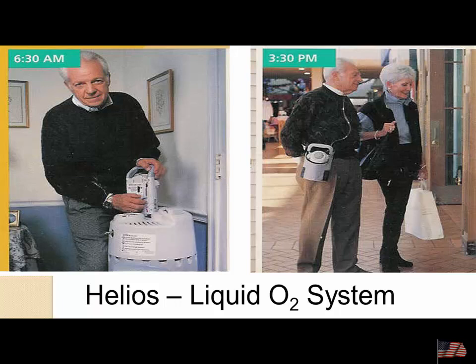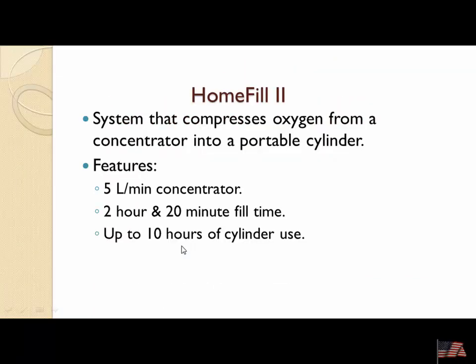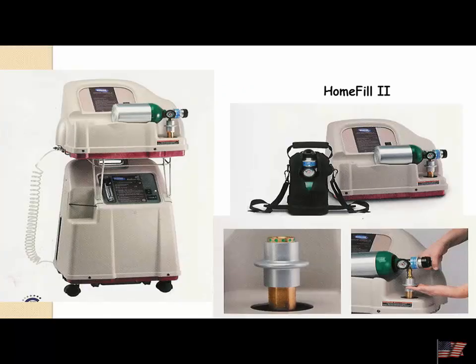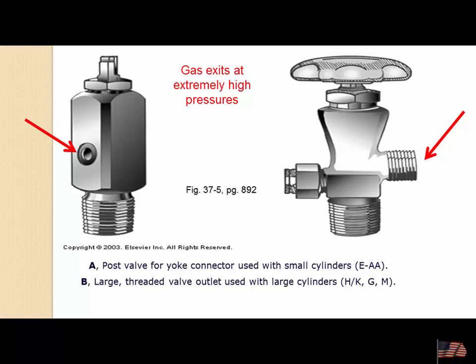Let's talk a little bit about the liquid systems. This is an example of one called the Helios. And you can see he has here his small portable, and then he has a larger reservoir that we end up having to transfill it. This is just another of the gas cylinders attached to a concentrator. Just some of the examples of what we were talking about.